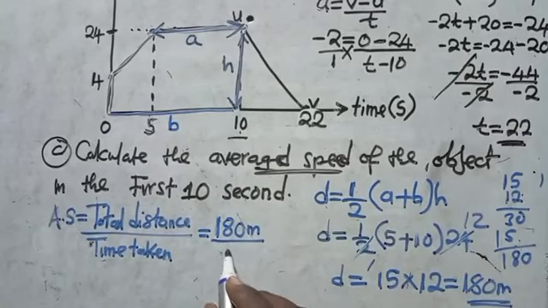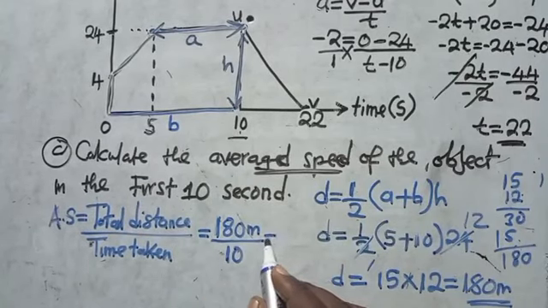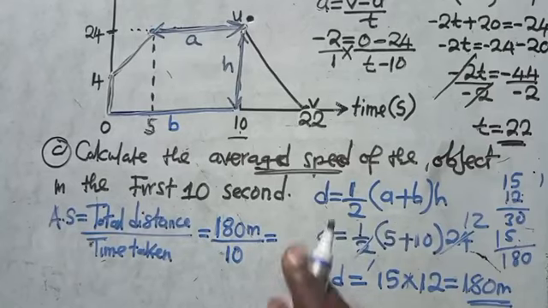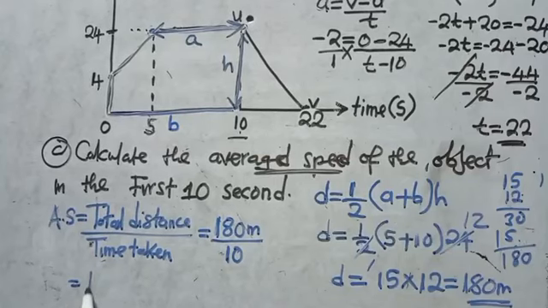First 10 seconds. So the time is 10. Finally, the answer that I'm going to get there will be what? Average speed will be equal to, if I divide, I'll get 18 meters per second. So this is the answer. This is how you are supposed to answer this particular question.